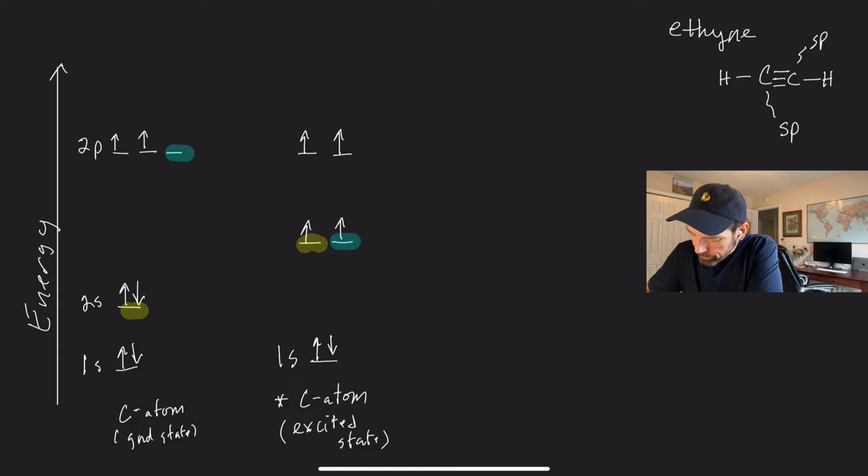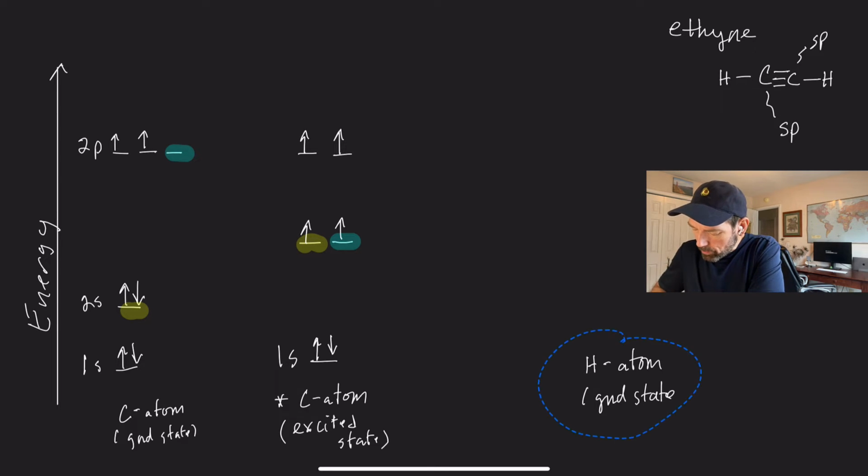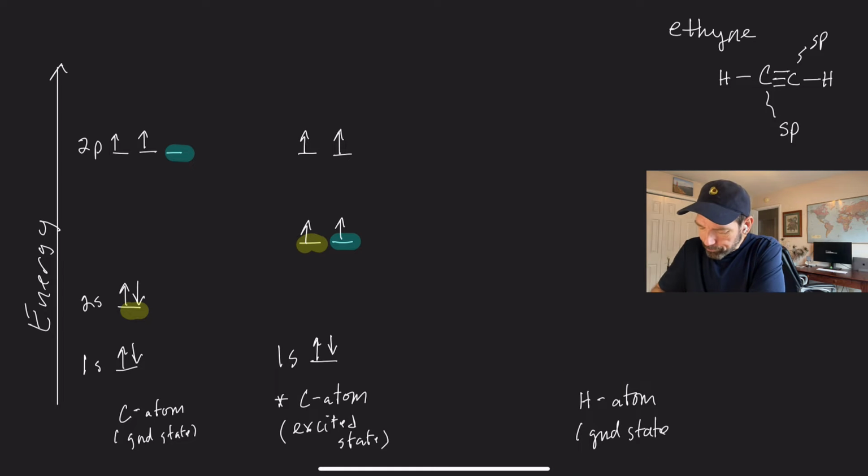Then, of course, we have hydrogen. So for the hydrogen atom, we just need to show the ground state once again. Let me bring that down. I'm trying to be consistent here for you. So we have a 1s, and then there's that 1 valence electron that it has.